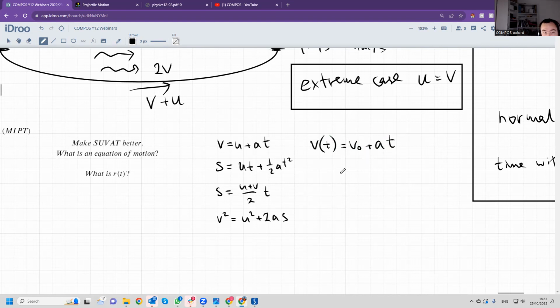Okay? But velocity is a vector. And this is a vector. And this is a vector. So this is a proper Suvat equation. Okay? I'm going to make this displacement. Displacement is a vector, and it's equal to the initial velocity v0 t, which is also a vector, plus 1/2 acceleration multiplied by t squared.